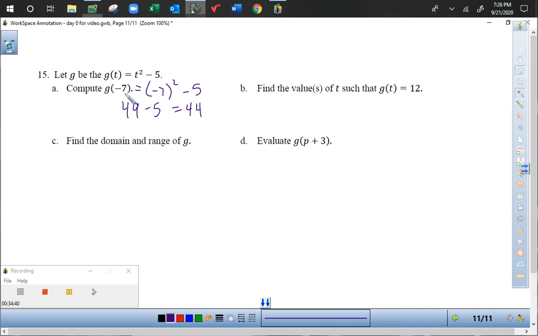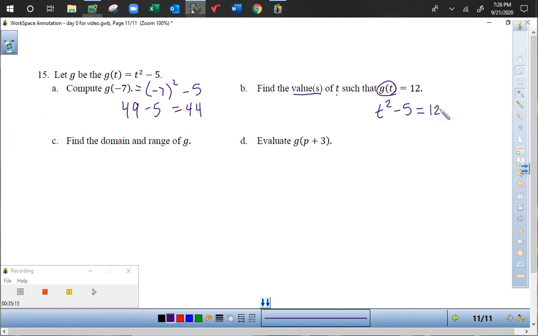Essentially, this means the ordered pair -7, 44 would show up on this parabola. Okay. Part B is asking a slightly different question. It says find the values of t such that g of t equals 12. So this time we're solving for t instead of figuring out what the g of t equals. Okay. We're told that the g of t equals 12. So how we set this up is replace the function part with g of t. So that's t squared minus 5, and then set that equal to 12.